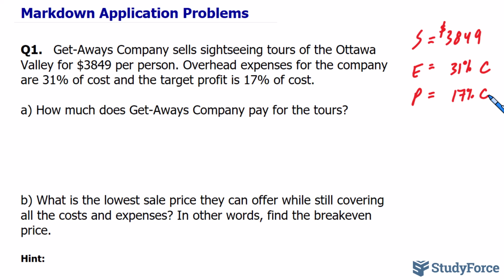So let's recall an important formula where selling price is equal to cost plus expenses plus your profits. We already know the selling price, so let's substitute S with $3,849. We're looking for the cost. How much are you paying for this as a business owner? So C is going to be left blank. E will be replaced with 0.31 times C, or 0.31C. All I did was change the 31% into a decimal, and it's being multiplied to C. So that's represented as 0.31C.